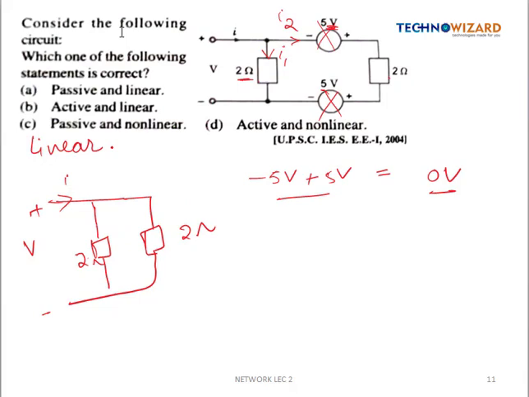So it is simply an active circuit because this voltage source will provide the energy, so it is active as well as linear. So option B is correct.